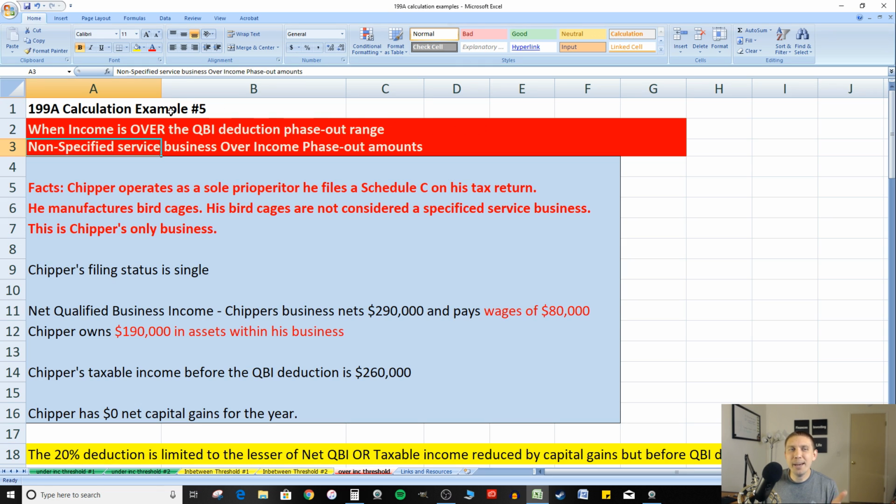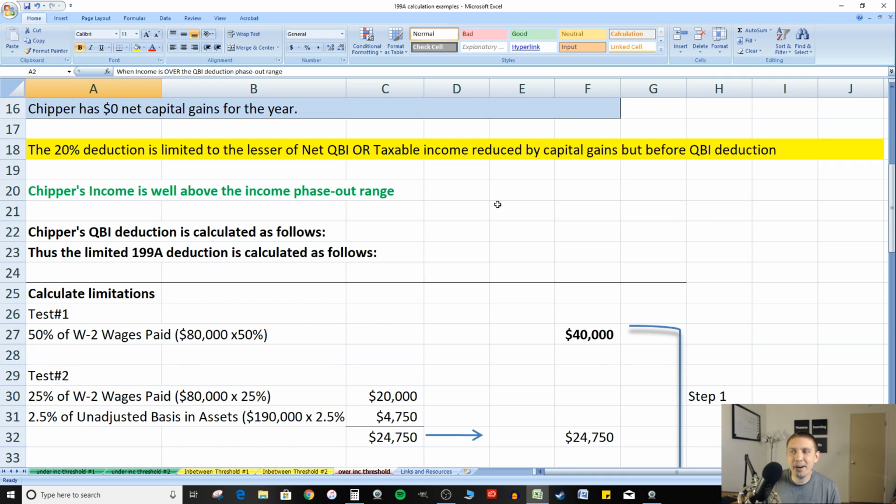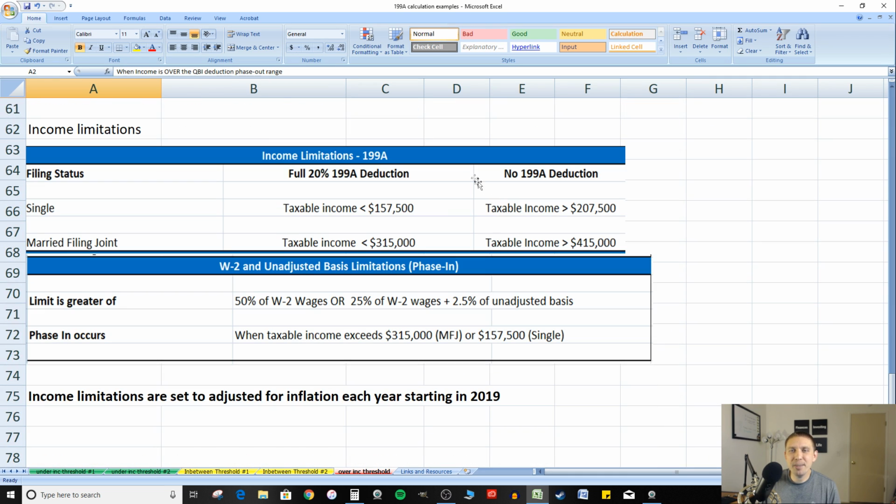Well, when their income is over the QBI deduction phase-out, it basically means, if we scroll down here, their income is above these amounts. But now normally, like I said recently, if they're in an SSB or a specified service business, they would have no deduction at all at this point. They're out of luck. No chance of getting any sort of deduction.